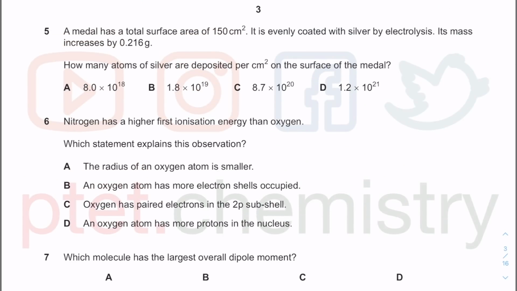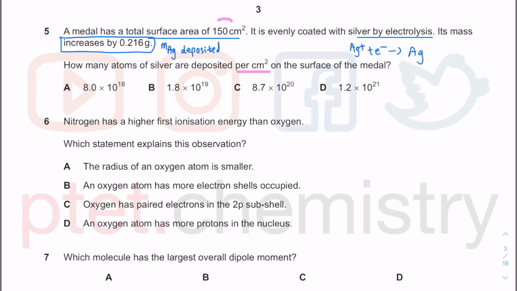Question 5, we have a total surface area of 150 cm square for this metal, and you coat it with silver by electrolysis, so you get Ag+ plus electrons depositing silver at the cathode. So this increase there is the increase in mass of the cathode, as you know from electrolysis, O-level, IGCSE level, GCSE level chemistry. So this increase in mass is the mass of silver deposited. If you have the mass of silver, you want the atoms of silver, we need to think about, and this is per cm square, so we have to relate to that.